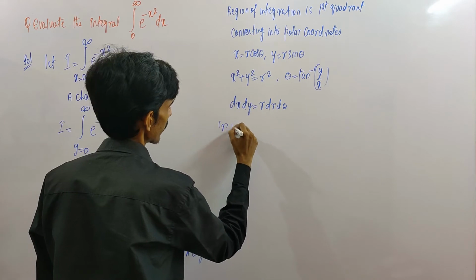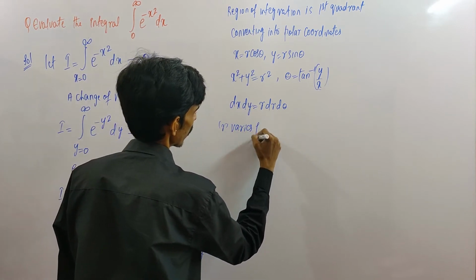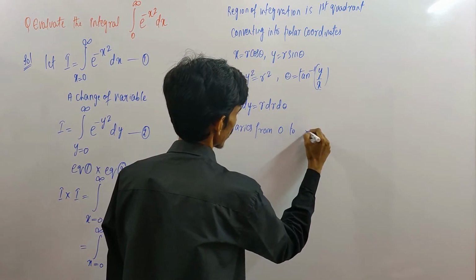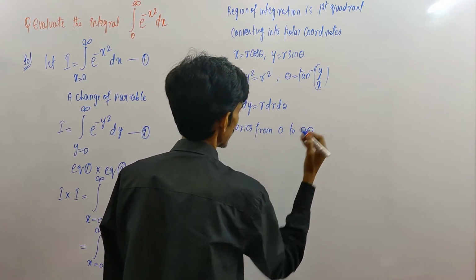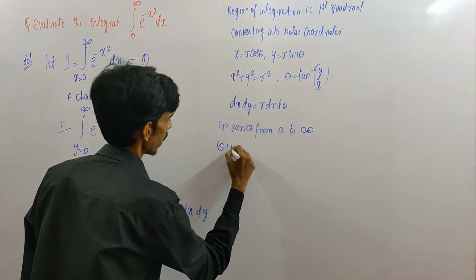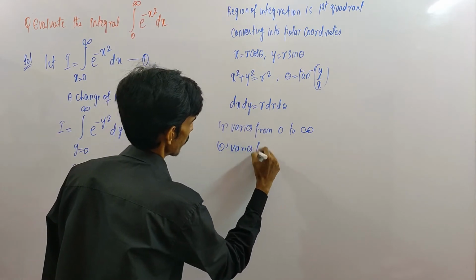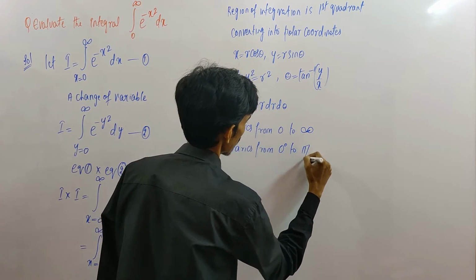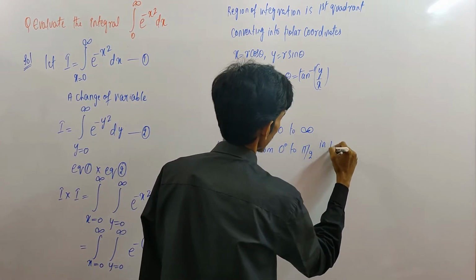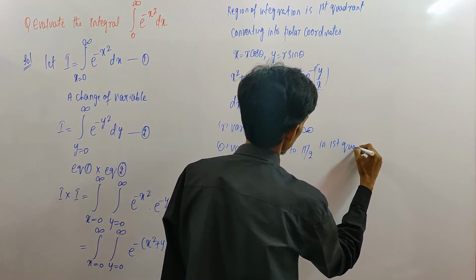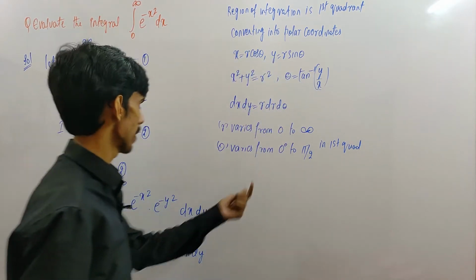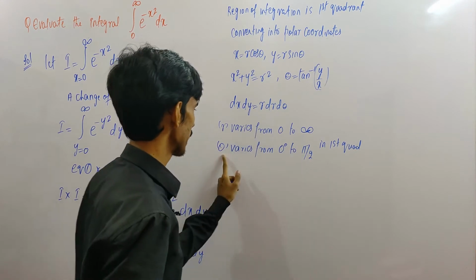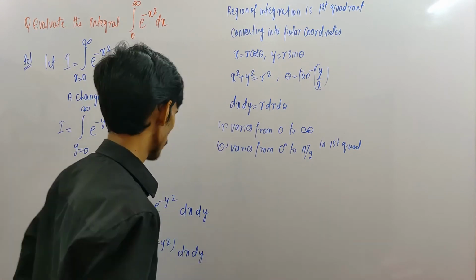Here r varies from 0 to infinity and theta varies from 0 degree to pi by 2 in the first quadrant. Since we have to integrate this in the first quadrant, r varies from 0 to infinity, and theta varies from 0 degree to pi by 2.